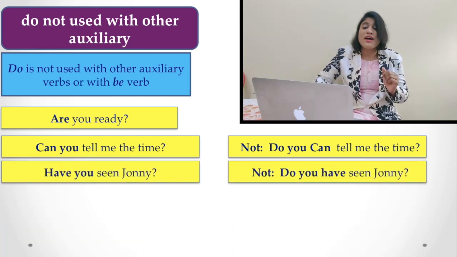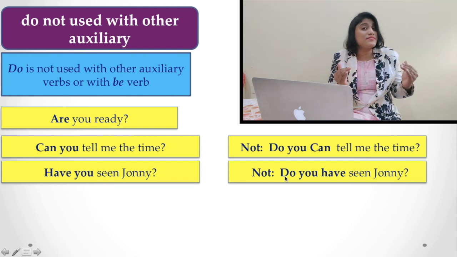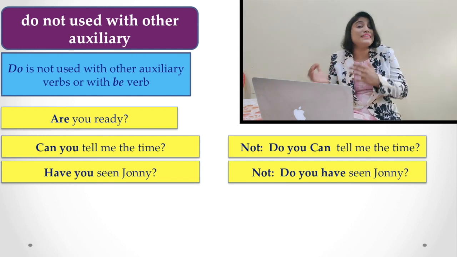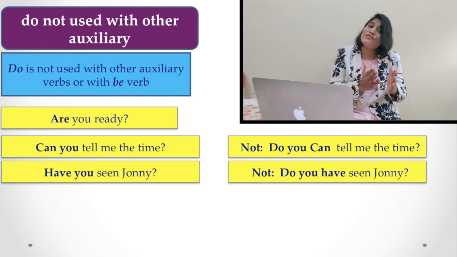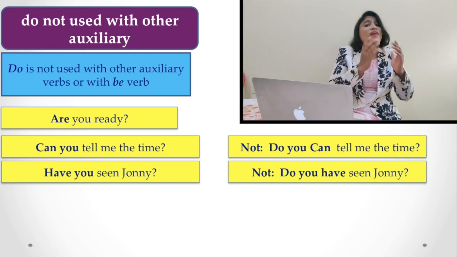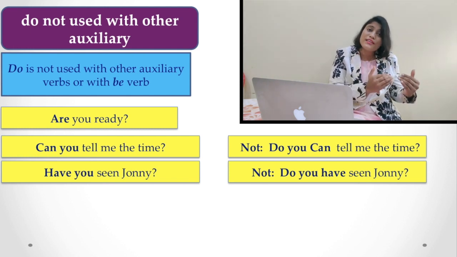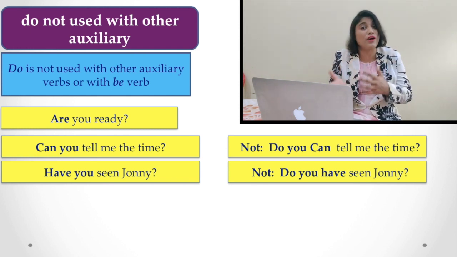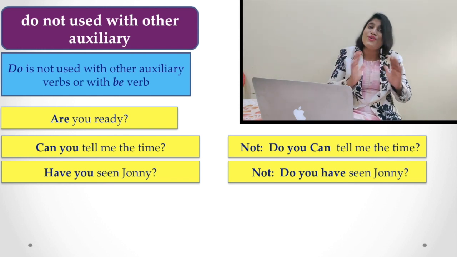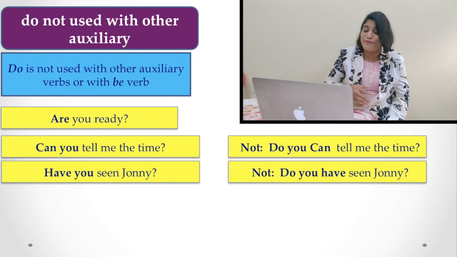And here also, have you seen Johnny? Here you never say, do you have seen Johnny? Because have is an auxiliary verb which is already there in the sentence. So you have to put that auxiliary verb before the subject to form an interrogative one. In that case, you do not use auxiliary do if there is another auxiliary verb.